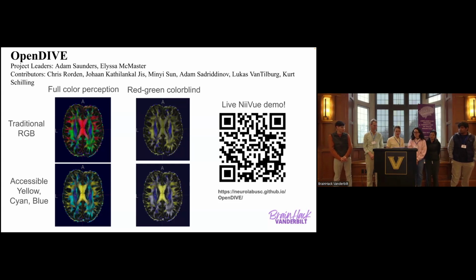First was creating a colorblind friendly version of the traditional red, green, blue color mapping that we use to describe direction in these images. Dr. Rorden has this really cool visualization he put together for this idea. We had a lot of thoughts on different ways we could view this imaging, and the idea that we've come up with is this accessible yellow, cyan, blue mapping. And he's got this really cool NiiVue way that you can visualize those.